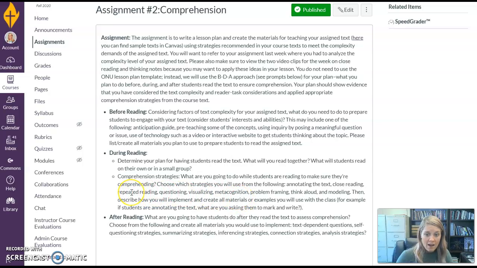So while they're reading the book, you may have them use close reading, repeated reading, questioning, visualizing, and so on and so forth. And then after reading the same thing, your book talks about using self-questioning strategies, text-dependent questions, and so on and so forth. So overall, you're answering this question of, my students are reading this text, what am I going to do to prepare them? How am I going to walk them through that text, being mindful of what you said made the text complex when we thought about the qualitative factors? And then what are you going to do after to assess their level of comprehension of the text?